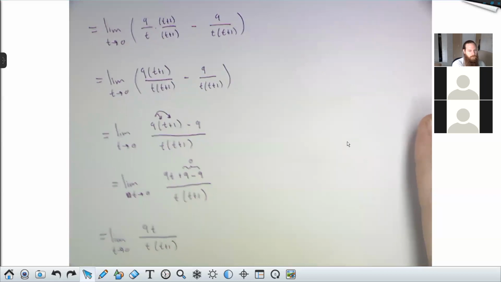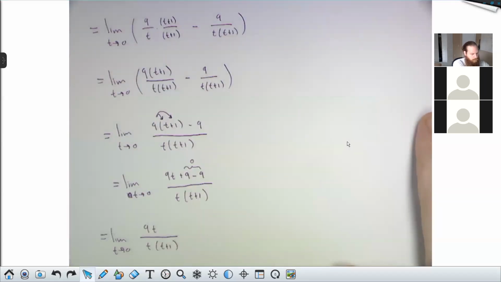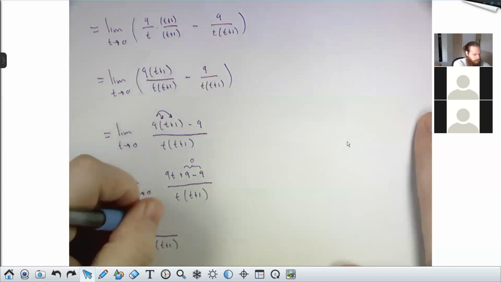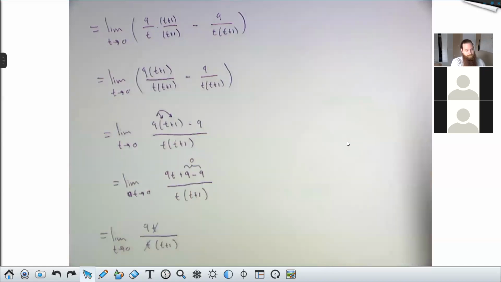And the nice thing you'll see here is that after we do all this algebra, there's a common factor of t in the top and in the bottom, which can be canceled. Remember, you can only cancel common factors. But here it is true that t is a factor of the top and t is a factor of the bottom, so they can be canceled. And this is the step that makes the magic happen.